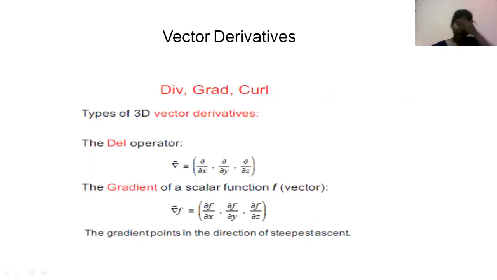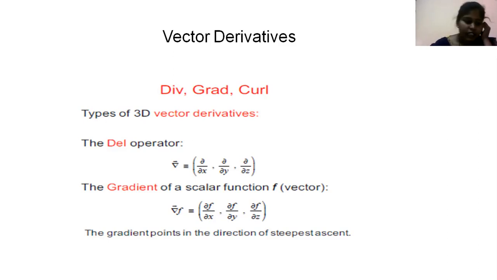The next topic I'd like to discuss is vector derivatives. This is very important to deal with electromagnetics. We have the vector derivatives: divergence, curl, and gradient. First of all, del. We all know that del is an operator which acts on vectors. The del operator is dou by dou x i cap plus dou by dou y j cap plus dou by dou z k cap.